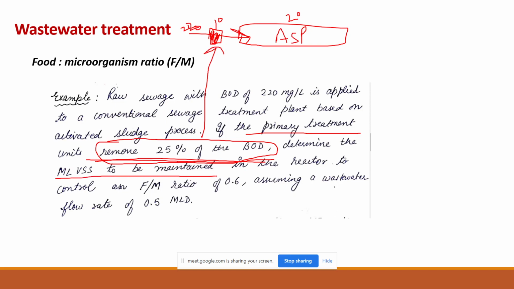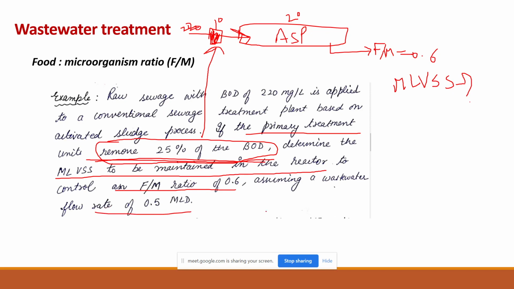Determine the MLVSS to be maintained in the reactor to control an F by M ratio of 0.6. Now if you want to have an F by M ratio of 0.6, what will be the MLVSS that should be maintained? Okay. Flow rate is provided as 0.5 MLD. So this is your Q value which is provided, right? What the question states is, there is a treatment plant with 2 units. One is the primary, the other is a secondary. In secondary, you have an activated sludge process, right?